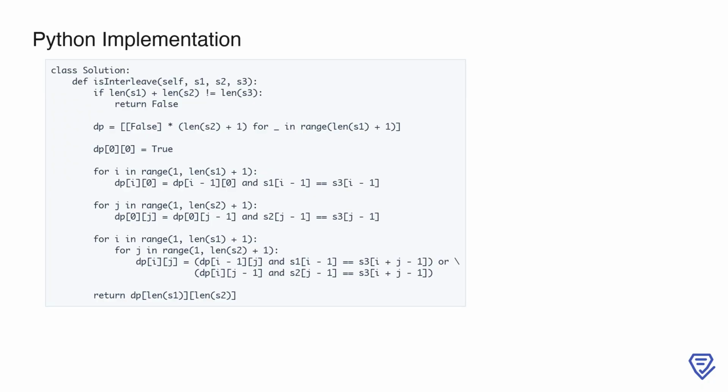7. Finally, the value of DP[len(S1)][len(S2)] is returned, which indicates whether the entire S3 can be formed by interleaving S1 and S2 while preserving the order of characters in both strings. This solution has a time complexity of O(m*n) and a space complexity of O(m*n), where m and n are the lengths of S1 and S2, respectively. It efficiently handles the problem within these constraints, ensuring correctness for all edge cases.